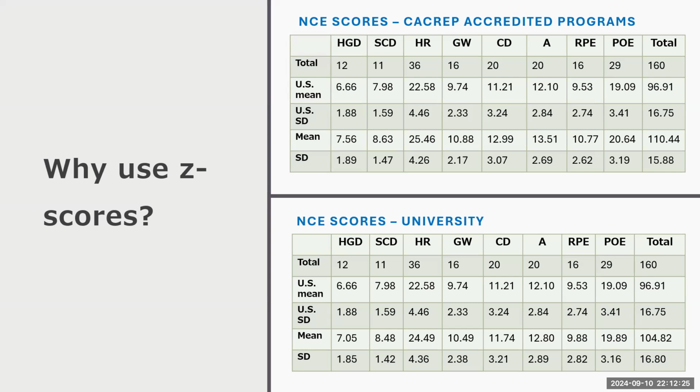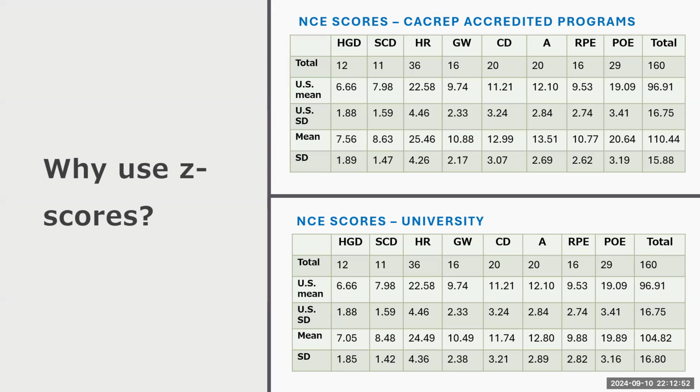And you can see the means of each of the areas and the standard deviation. So the way to think about this is the population is the US population, so all the US, everybody who took the NCE at that time that was in the US. And then the next sample is the K-CREP accredited programs. And then an example of that sample, like a data point within that sample, would be the university.